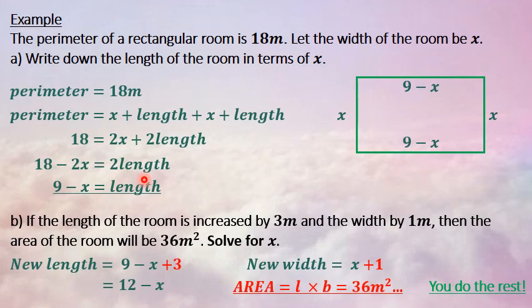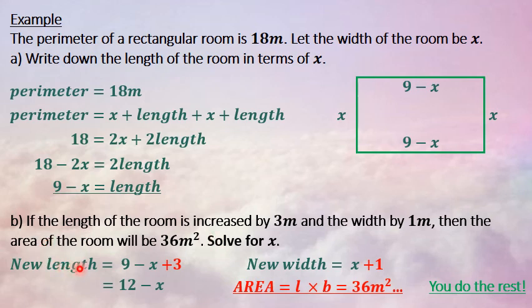Now what if, oopsie, my animation has popped everything on at once. Apologies, just follow my laser. If the length of the room is increased by 3 meters and the width is increased by 1 meter, then the area of the room will be 36 meters squared. Now I ask you to solve for x.